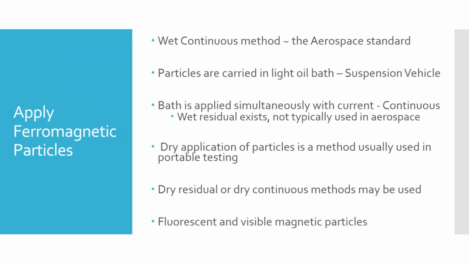And then if you stop mixing them up or agitating them, they're all going to settle to the bottom. So we suspend the particles in the oil bath. We're going to turn on current and apply that carrier with the particles to our part. And then while we're continuing to run the current through the part, we're going to stop applying the liquid. And then we shut off current.